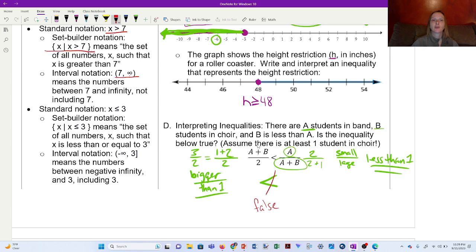x is a value that's greater than 7. And so you can use curly brackets with set builder notation, or you can use smooth parentheses and square brackets to represent inequalities using interval notation. This is not something I'm planning to test you on, but the set builder notation does appear in your textbook, so I wanted to draw your attention to it here.